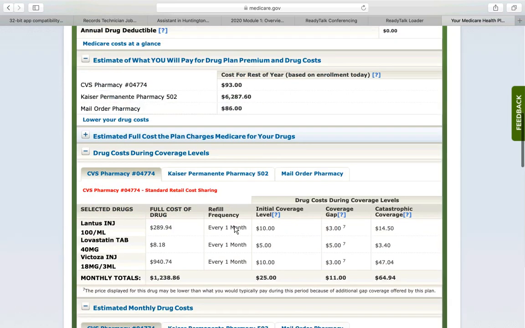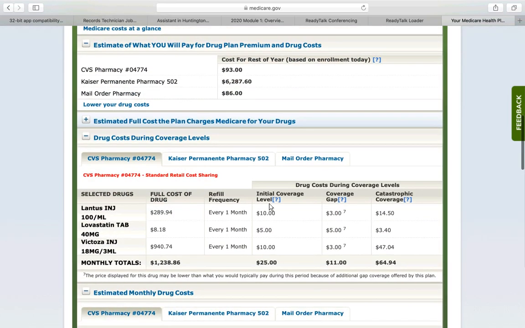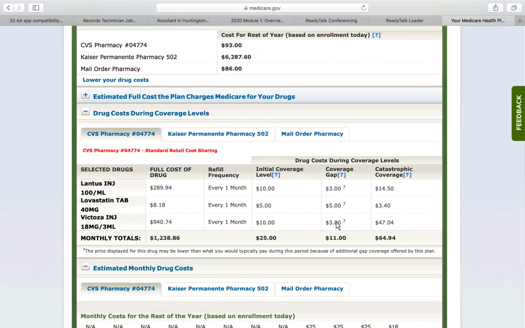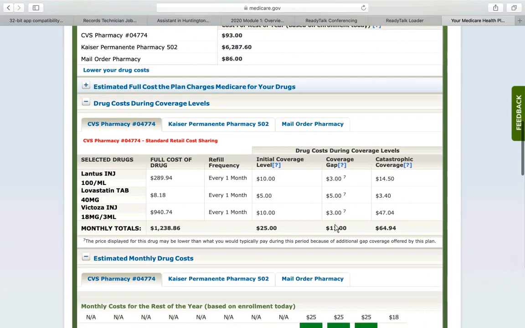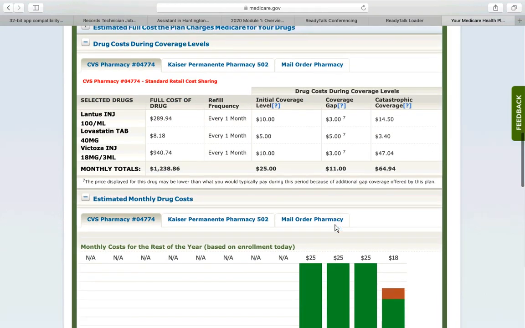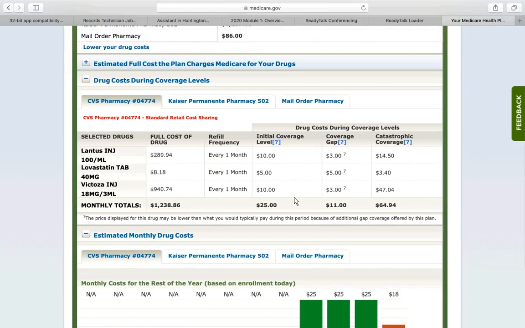Well, let's take a look at Golden State Health Plan. $10 for the medications, the Lantus and the Victoza. And if they go to the gap, which they will, they go down from 10 to 3. That is unbelievable. This is insane for these high-cost medications. Look at this Victoza. It's almost $1,000. And if they go into the gap, 25% of $1,000 would be $250. And they're covering it at a $3 copay. And that is just amazing.